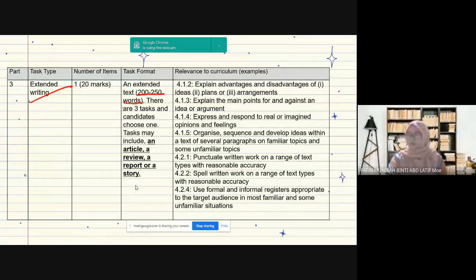Okay, if you don't understand, please write your question in the in-call message. Okay, Madam Rashida will help you to answer this question. Okay, suggested time spent for this part. Untuk part 3, berapa lama masa? 30 minutes. Okay, 30 minutes of your time. 30 minit untuk awak habiskan masa di sini. Okay, alright.